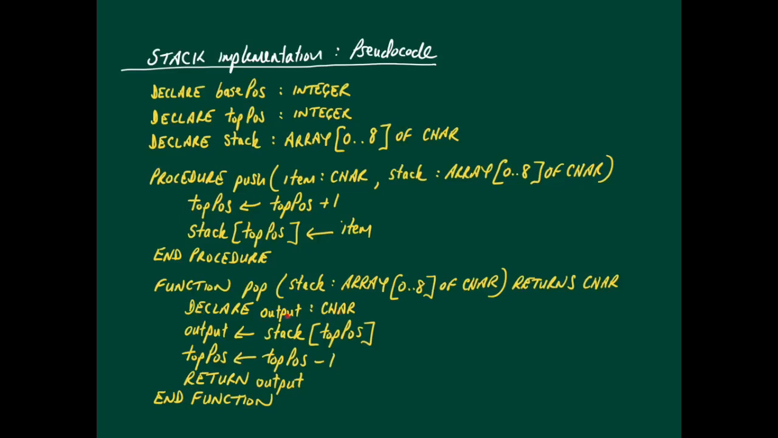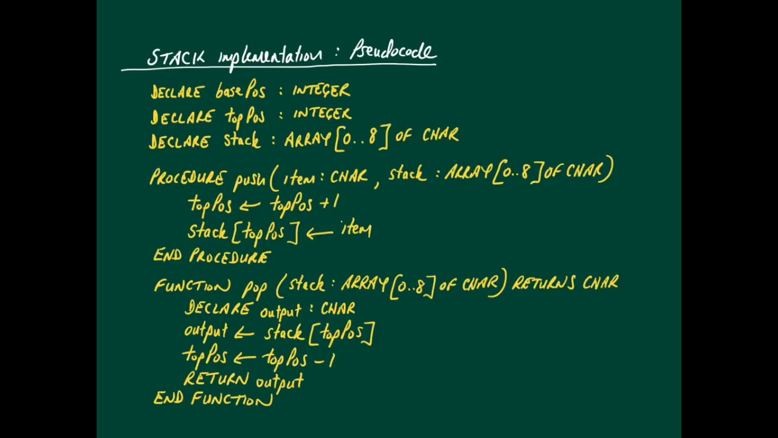So we'll create an internal local variable. We set that output variable to hold the value of stack at the top position. We then decrement top position by 1, and then we return the character from the top of the stack to the calling code, and that's the end of our function.